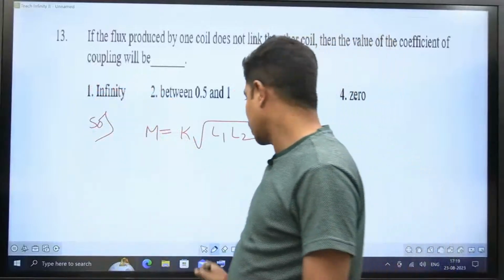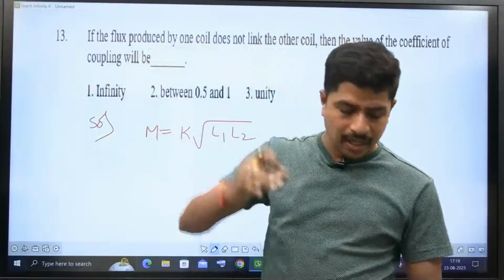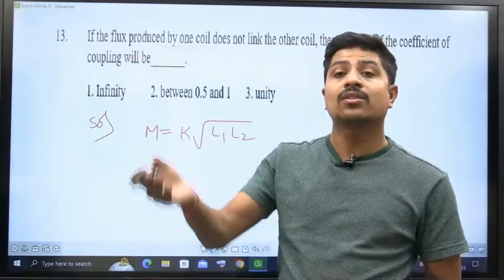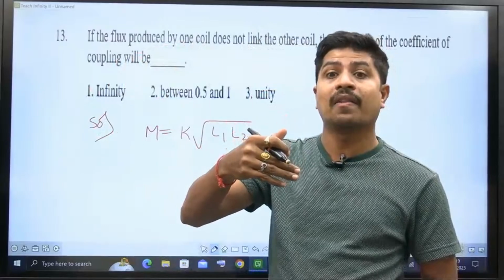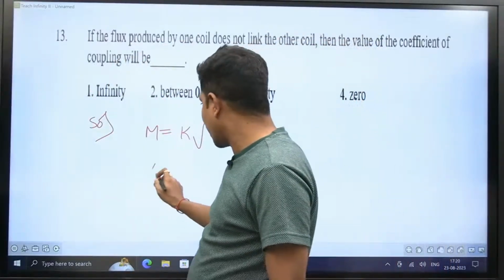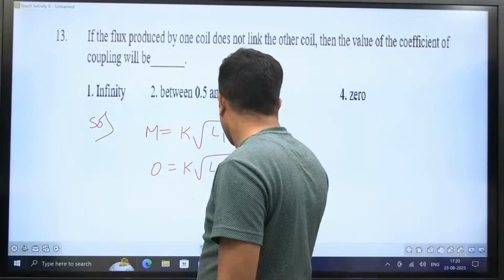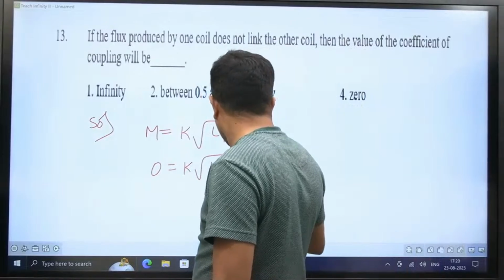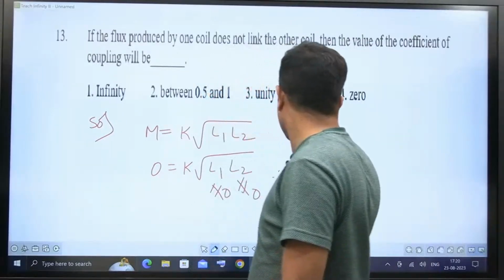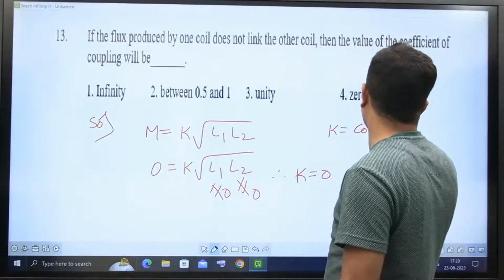and self-inductance topic. Now he's saying that the flux of one coil is not linking with the flux of another coil. It means there is no mutual induction between those two. Therefore, M is equal to 0, that is K into under root of L1 L2. L1 is not equal to 0, L2 is also not equal to 0. Therefore, K is equal to 0, where K is called the coefficient of coupling.